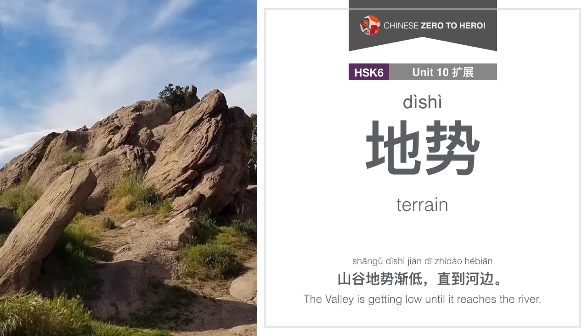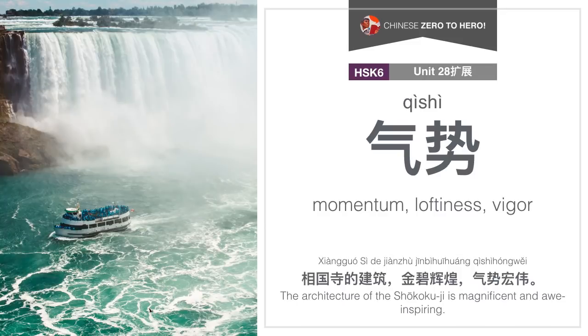And in HSK 6, we learned the word 地势. It's the trend of the earth, that is, the terrain. 山谷地势渐低，直到河边. The valley's terrain gets lower and lower until it reaches the river. In HSK 6, we also learned the word 气势, meaning momentum, loftiness, or vigor. 相国寺的建筑金碧辉煌，气势雄伟. The architecture of the Shokoguji is magnificent and awe-inspiring.